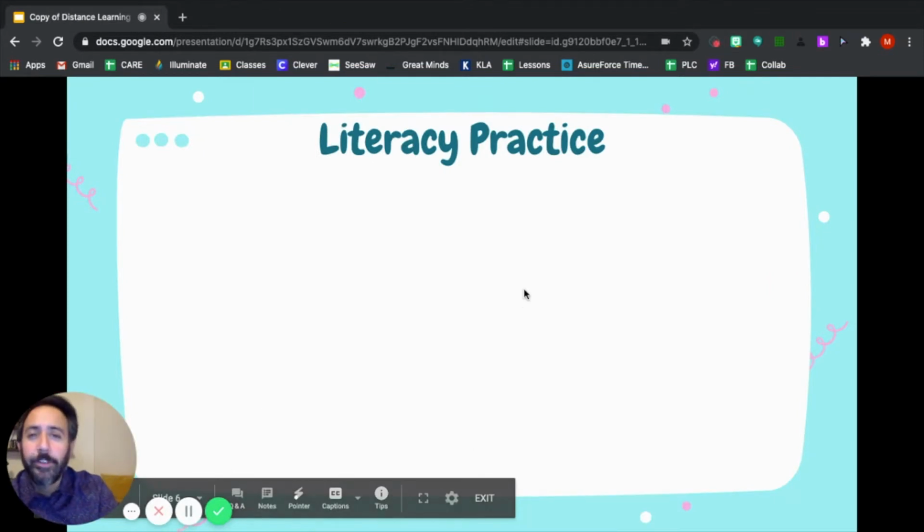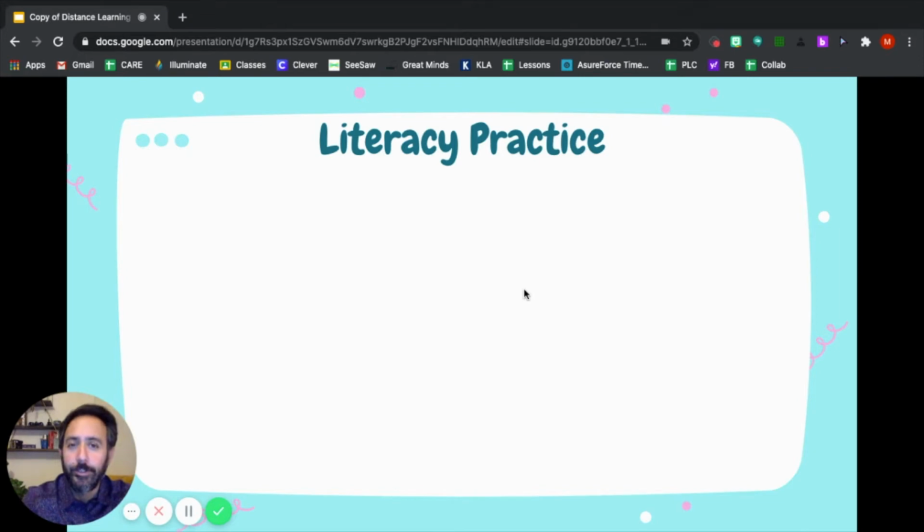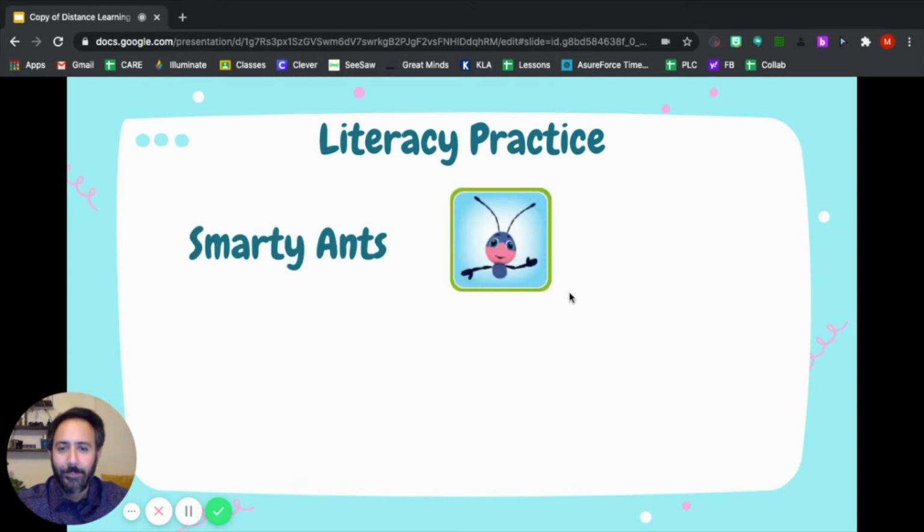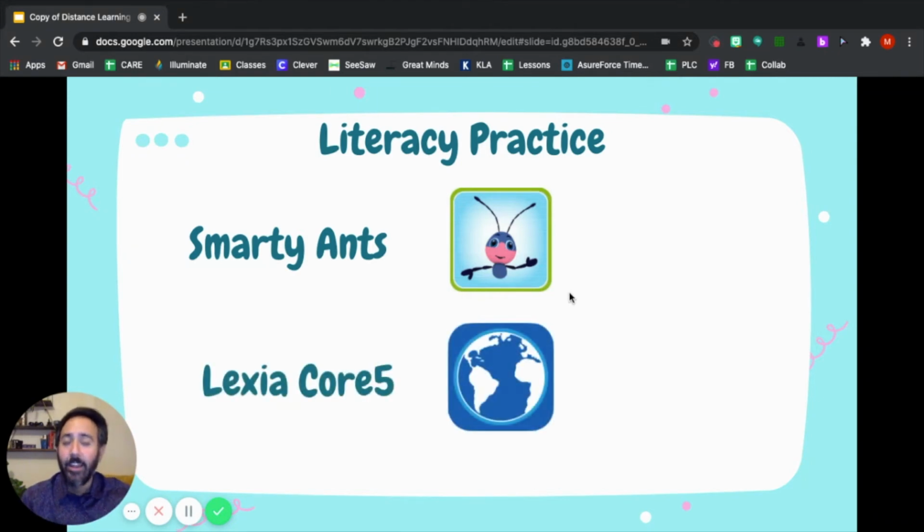Now let's take a moment to talk about some of the other applications that will support students' literacy practice. One application is Smarty Ants. This is a game-like activity that helps students with phonics, phonemic awareness, and decoding. And another literacy application is LexiaCore 5 that also helps shift students towards reading comprehension.